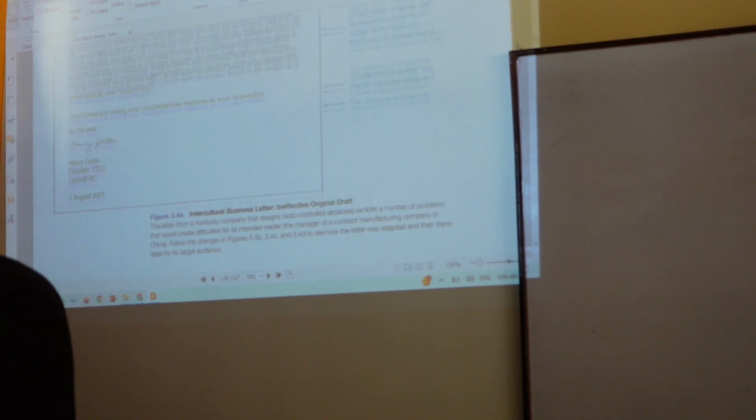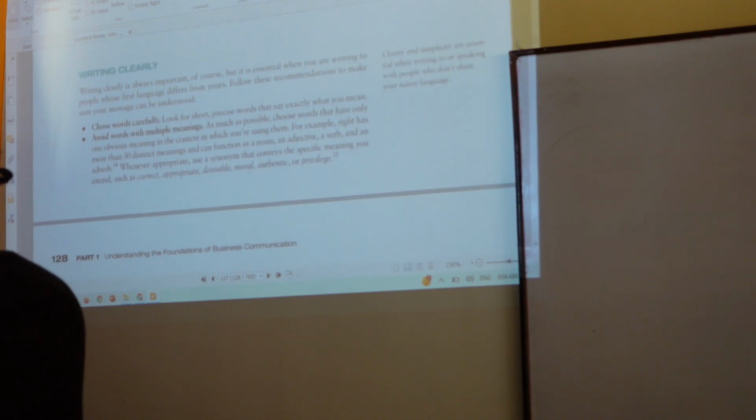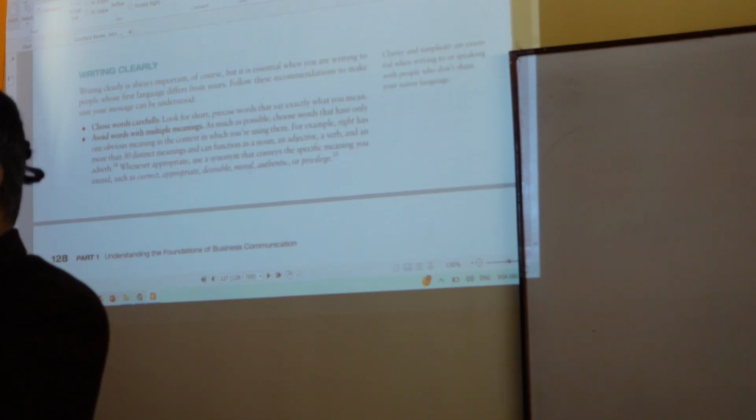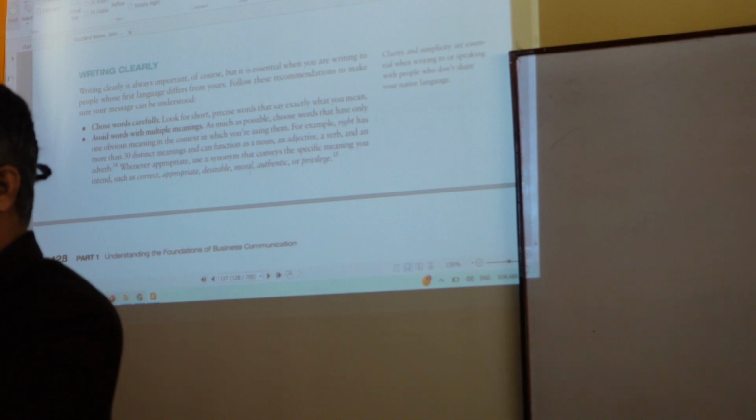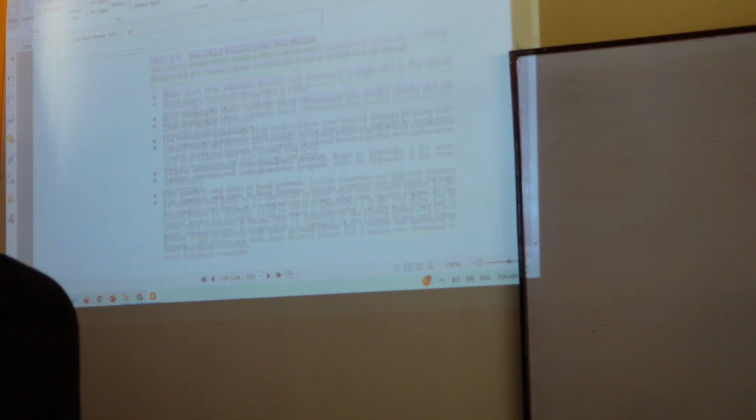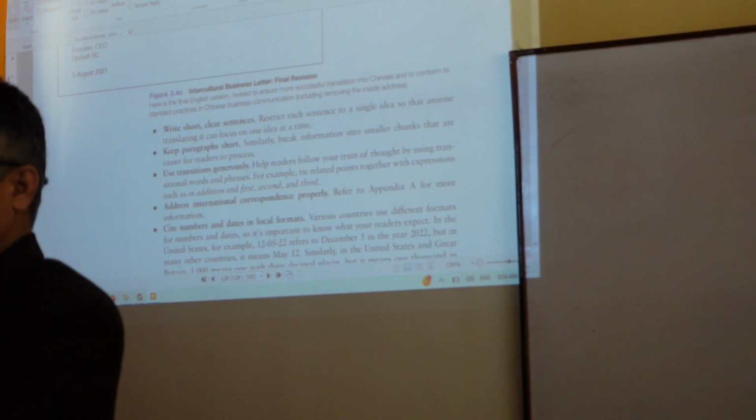Okay, let's go down and quickly see what is there. Writing clearly. Write clearly. Or read the setting. Choose words carefully. Next. Avoid words with multiple meanings. Okay, don't use words with multiple meanings, right? Confusions. Then read it. Write short, clear sentences. Next. Keep paragraphs short. Next.